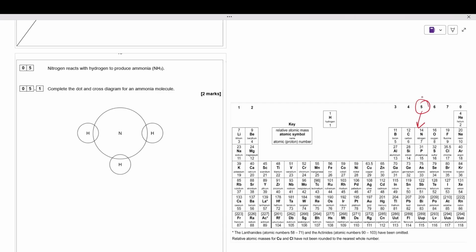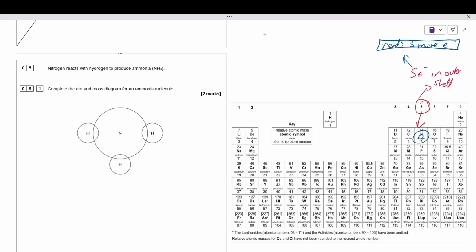in group 5, which means it has 5 electrons in its outer shell. And because it has 5 electrons in its outer shell, in order to be stable, it needs to have a full shell. And a full shell for this, since it's in the second period, means that it has 2 shells. So the second shell can hold a maximum of 8. And it already has 5, which means it needs 3 more. Needs 3 more electrons, in order for it to be stable.